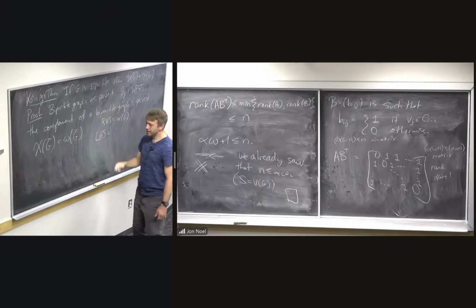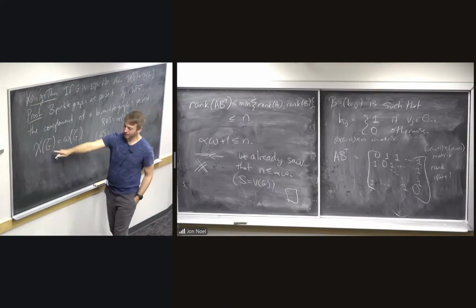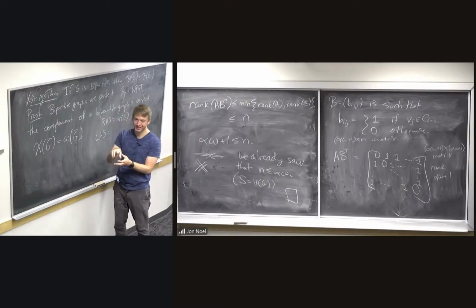The left-hand side is maybe a little bit harder to see. How would I color the complement? Suppose you're trying to properly color the complement of a bipartite graph with a small number of colors. How big could your classes be? Classes means sets of things of the same color. By the way, coloring the complement of G is like decomposing G into cliques, right?